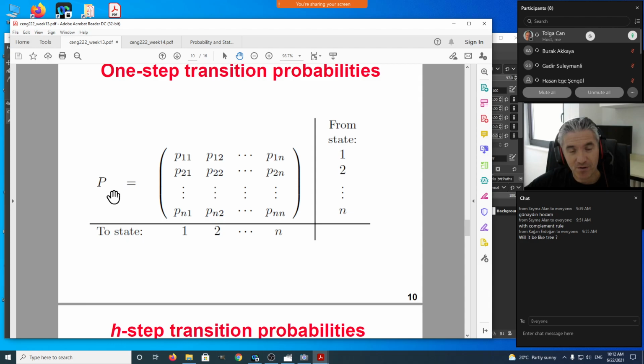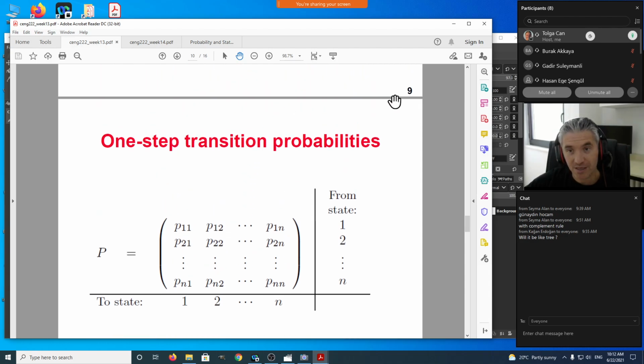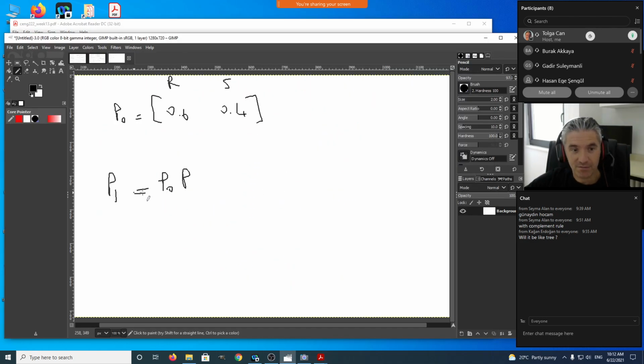Okay, so it may be confusing when we don't have the subscript. This P may indicate the one-state transition probabilities. So what I'm going to write here is the correct one. If this P is given to you as 0.6, 0.4, 0.3, and 0.7, these are our one-step transition probabilities.